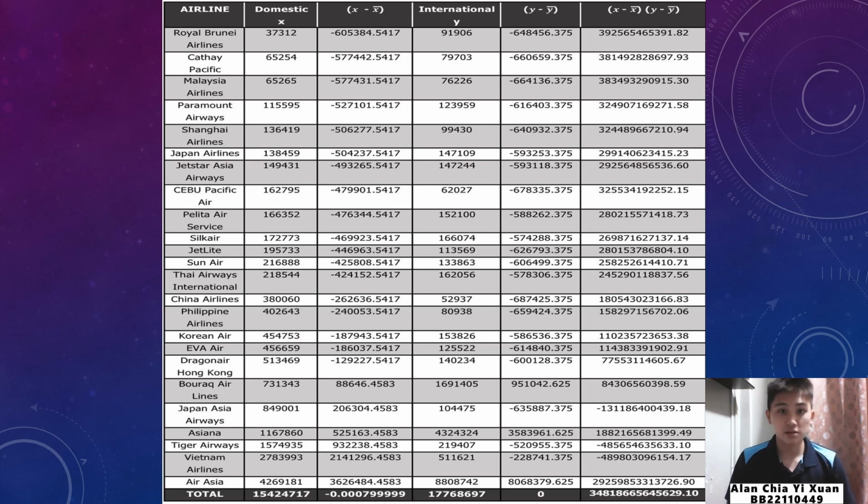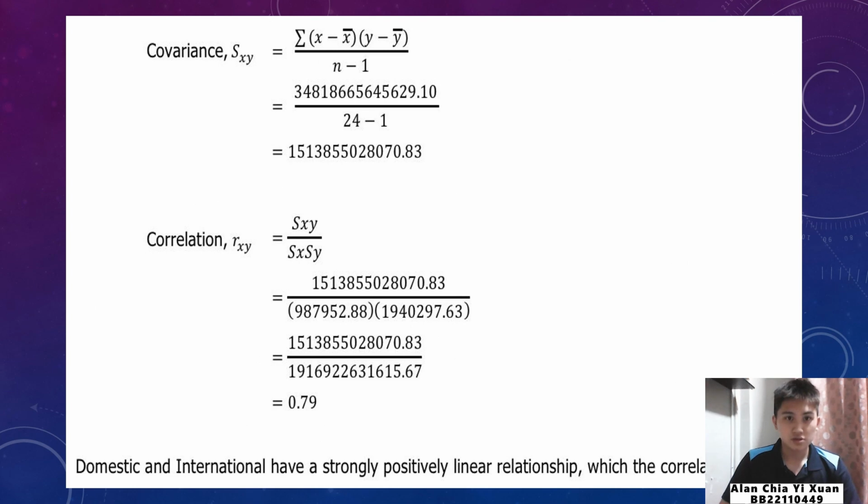Domestic x minus mean of x, international y minus mean of y. Lastly, the sum of x minus mean of x multiplied by y minus mean of y helps us get the final answer of covariance. Covariance equals 1513@5502@070.83. Correlation equals 0.79. The standard deviation of x domestic and y international can be obtained from part 4. Domestic and international have a strong positive linear relationship, with a correlation of 0.79.